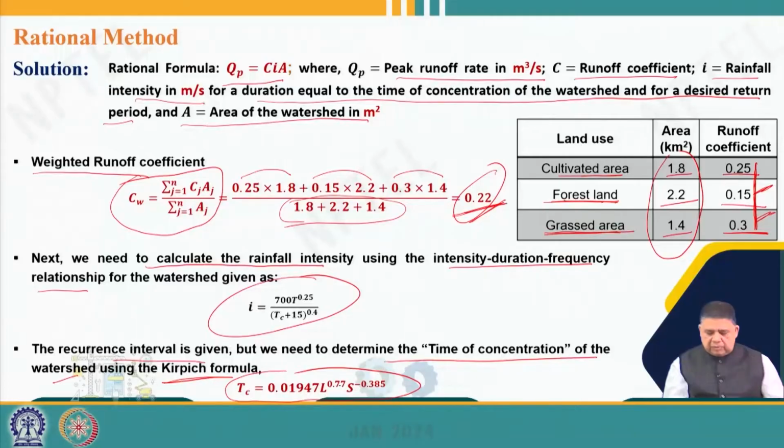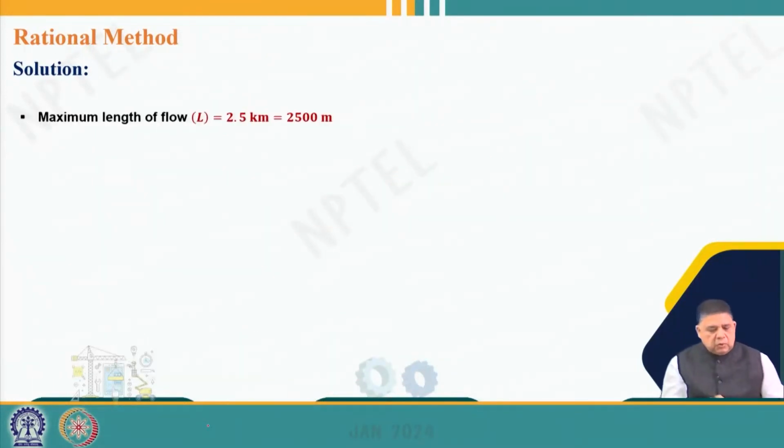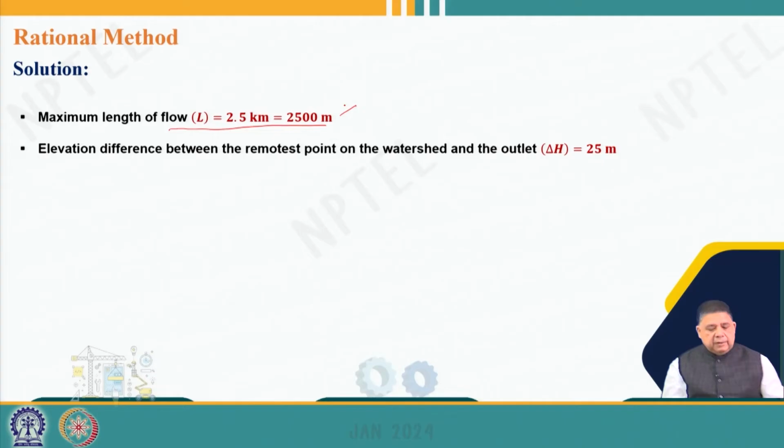0.01947 L to the power 0.77 S to the power minus 0.385, where L is the flow length and S is the land slope or the watershed slope. L is in meters and TC is given in minutes as per this Kirpich formula. So, the maximum length of flow is already given in the problem. It is 2.5 kilometers. So, we convert it to meters, and it comes out to be 2500 meters.